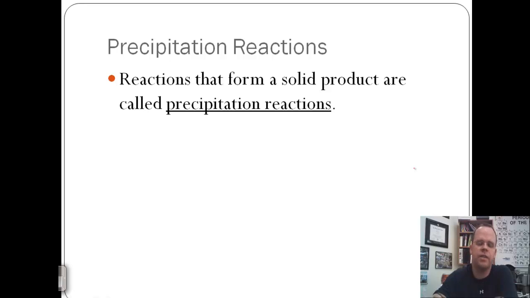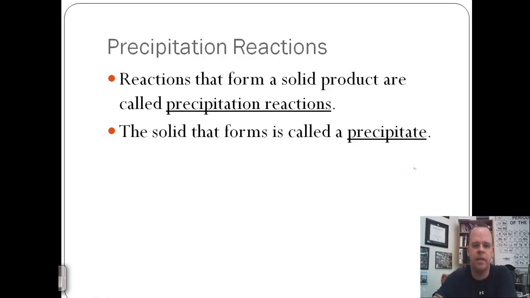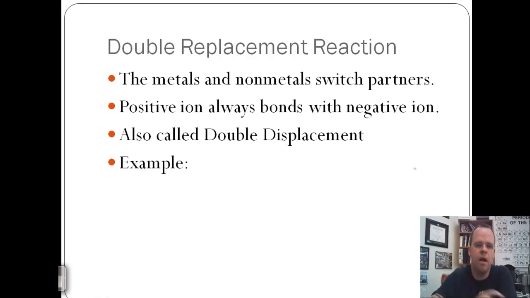A precipitation reaction is a reaction in which a solid product is formed. So we generally are taking two aqueous compounds, mixing them together, and then a solid is produced in the reaction. That solid is known as the precipitate. So that solid that forms, usually forming a cloudy solution, is known as the precipitate.